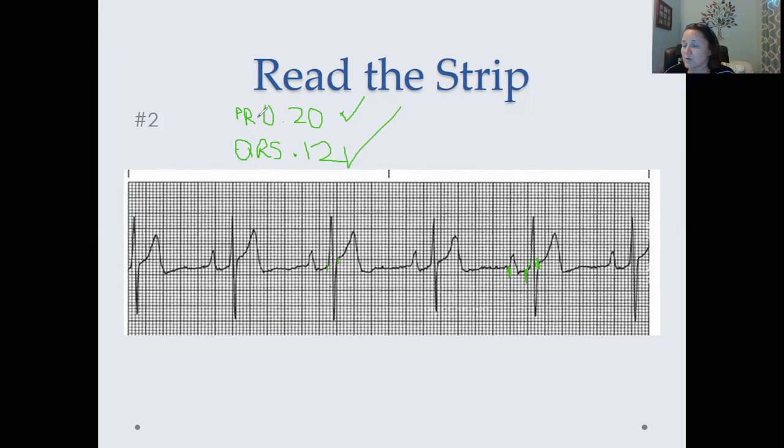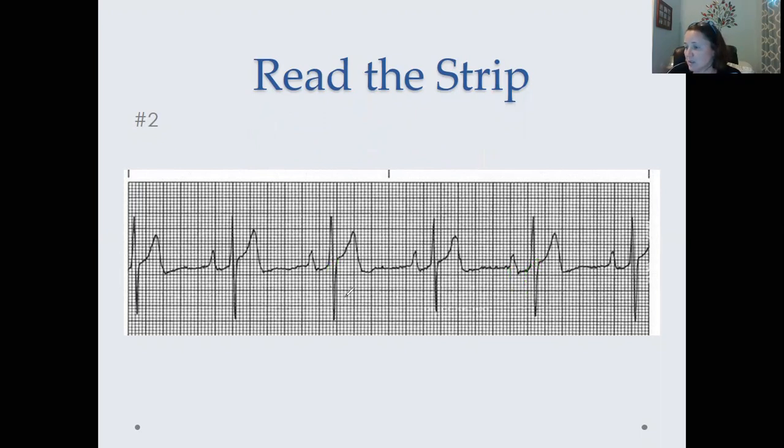So let me go back to that. I did tell you that it was less than 0.12, but it's 0.12 or less. Less than or equal to 0.12. 0.12 is still normal. So 3 boxes or less. So those things are normal.